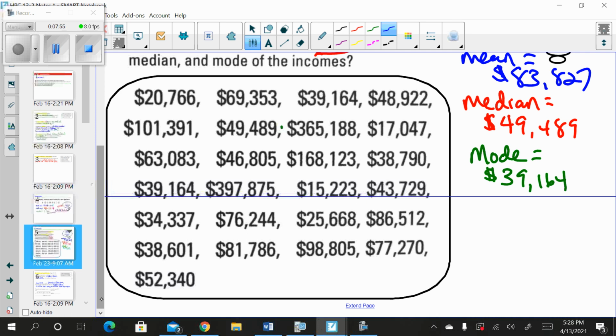All right, so which would you use? I'm hoping as you took a scan through the data set, you noticed some things, like the fact that we have some people making an awful lot of money here.